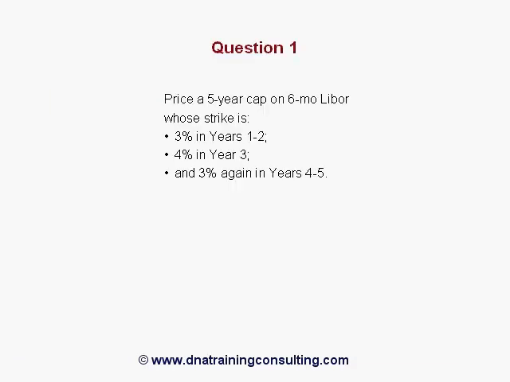Question 1. Price a 5-year cap on 6-month LIBOR whose strike is 3% in years 1 and 2, 4% in year 3, and 3% again in years 4 and 5.